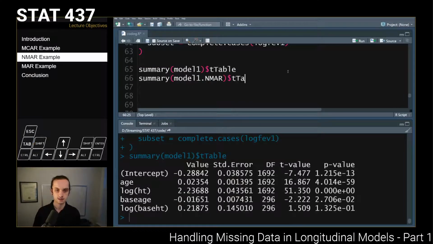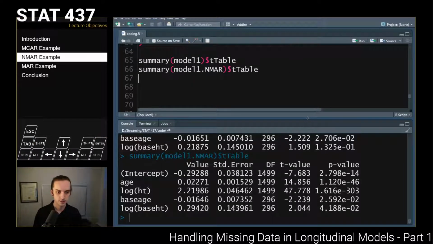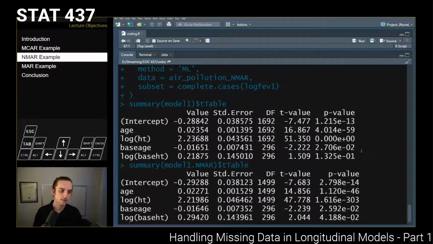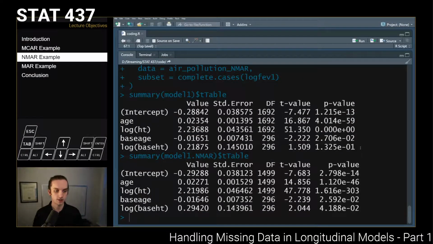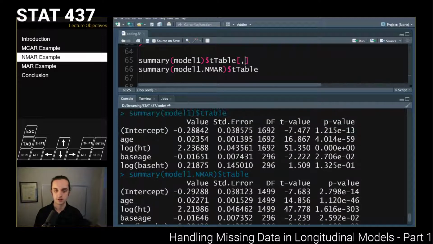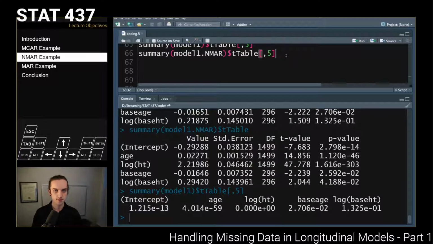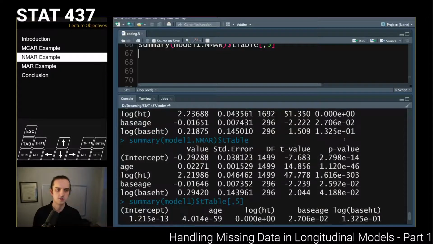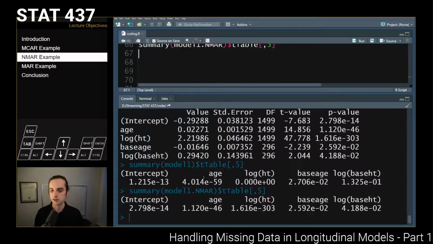And I can do summary model1.nmar. We can take the t-table here as well, and we can take a peek at this. And in particular, I want to draw attention to, let's just say the p-values. And so, in fact, instead of even outputting all of this, I'm just going to output the 1, 2, 3, 4, 5th row, or the 5th column, sorry. And so you can see that we get those p-values there, and we get the p-values here. And so this is just extracting that p-value column from each of those different models, right?